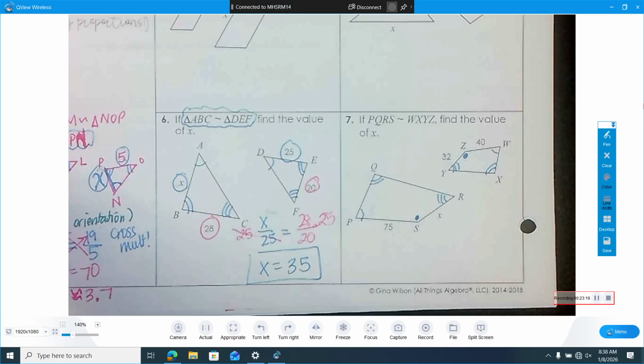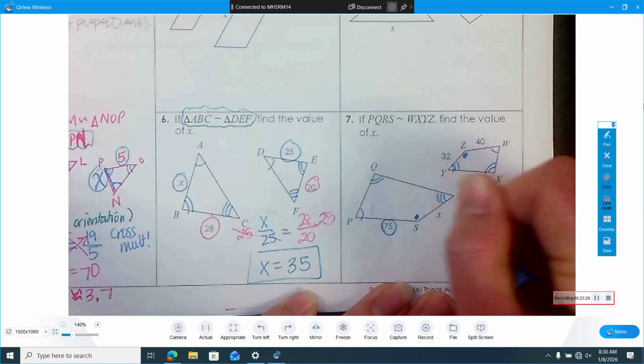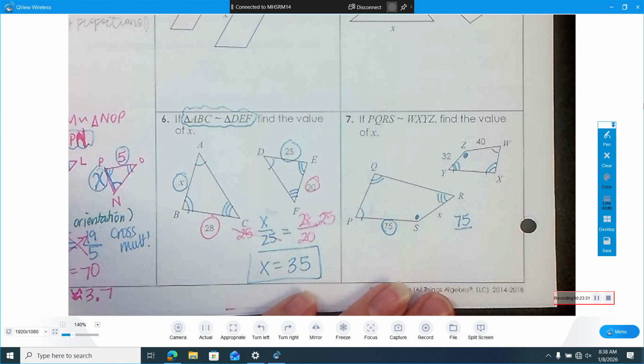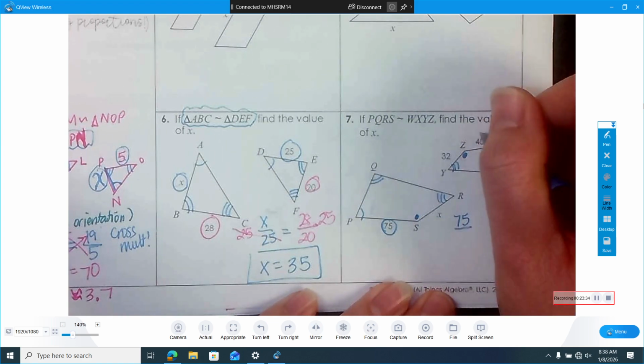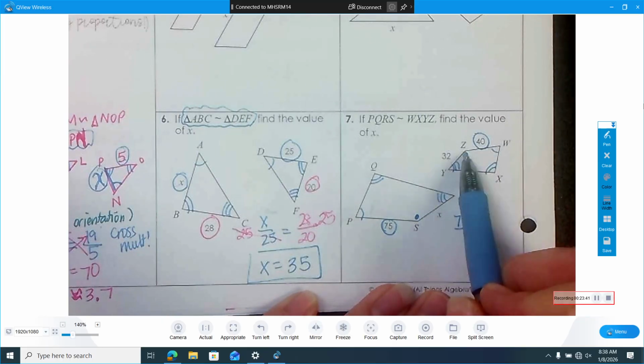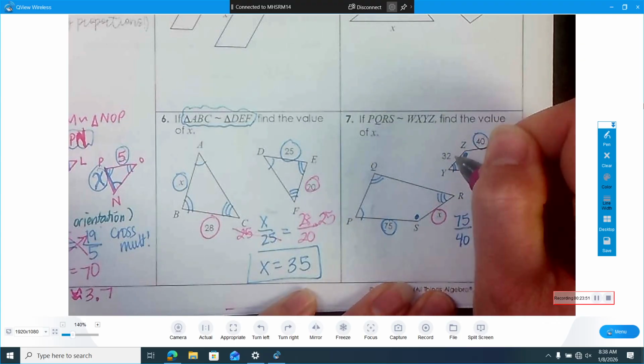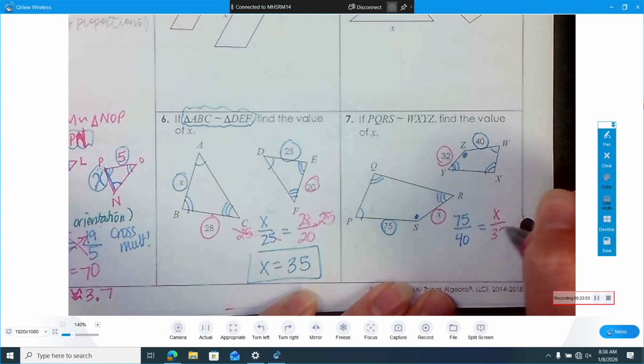So where do you guys want to start? What number do you want to start with? 75? That's what I heard first. All right, so 75 corresponds with? 40. Very good. Again, that 75 is on the single and the dotted angle. So I want, again, the single and the dotted angles, so 75 over 40. And then, again, I started with 75, so what's my next thing I can use? X. X over 32. Very good.